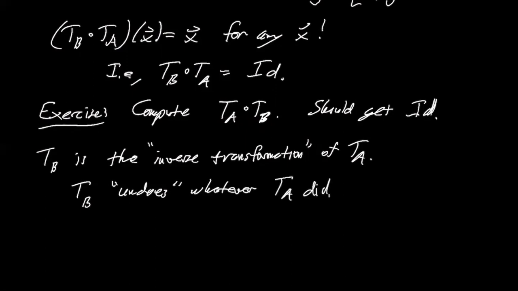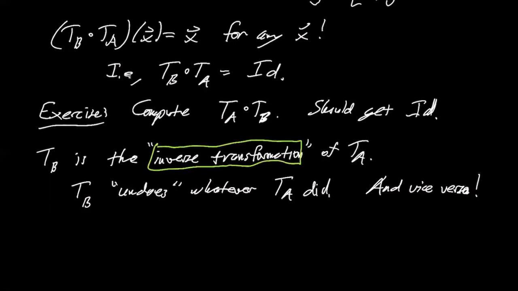And vice versa. We could also say T sub A is the inverse of T sub B. Okay, so this is the terminology of an inverse transformation. Basically, if the composition gives you the identity. I could write that out very explicitly. It's also in any textbook you look at. Okay.